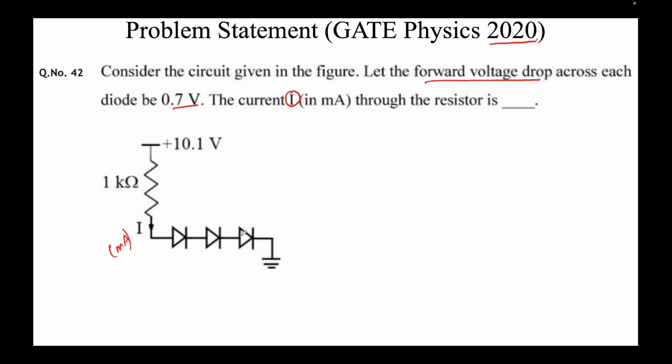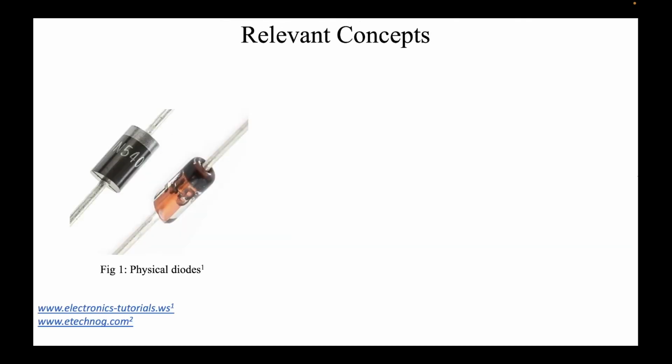We are given three diodes, and it has been given that the voltage drop across each of them is 0.7 volts. This is a numerical answer type question, and we need to find our answer and fill in the blank here. In this figure you can see some physical diodes. These are available in the markets. You might have seen them in the labs. We'll be interested in seeing how to model these diodes.